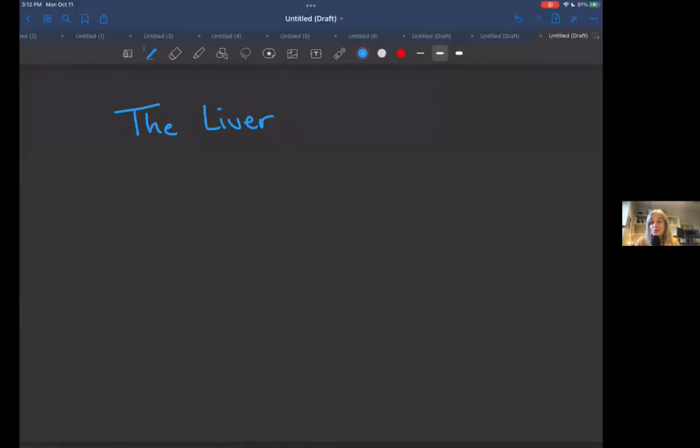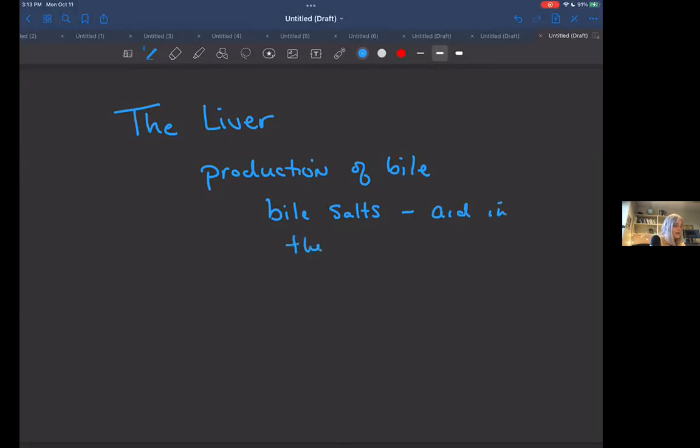The liver is an accessory organ to digestion, and it is a very large organ that sits right up underneath your diaphragm. One of the major functions of the liver is the production of bile. And bile is actually a very complicated substance that has lots of different things in it. But the bile has bile salts, and these specifically aid in the emulsification, which is a type of mechanical breakdown.